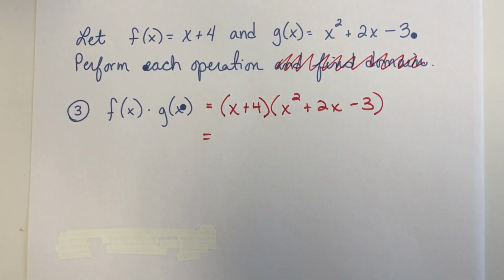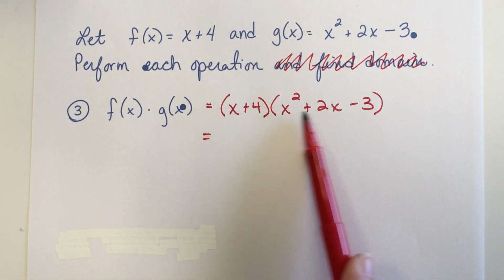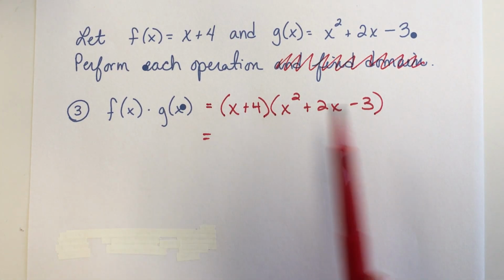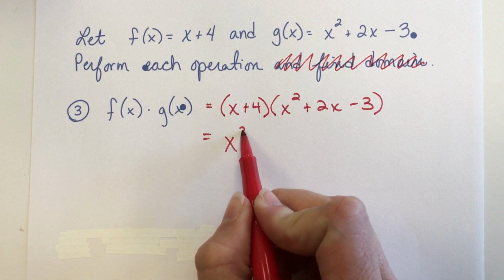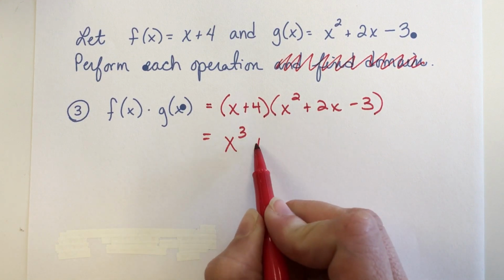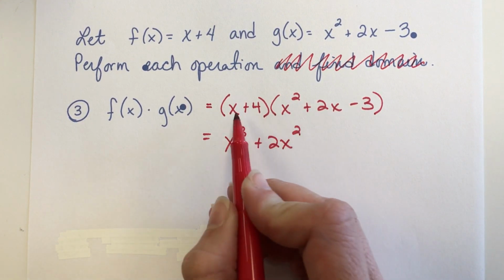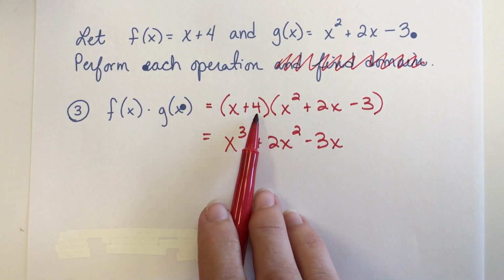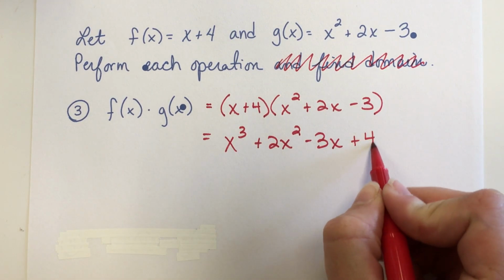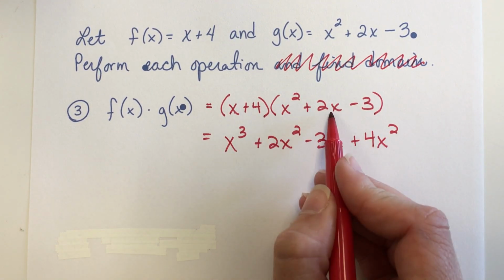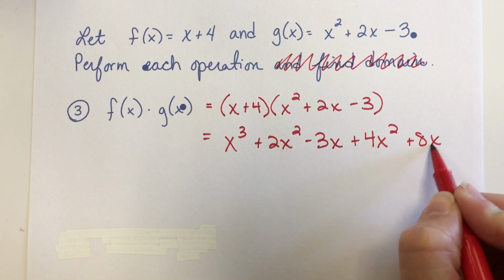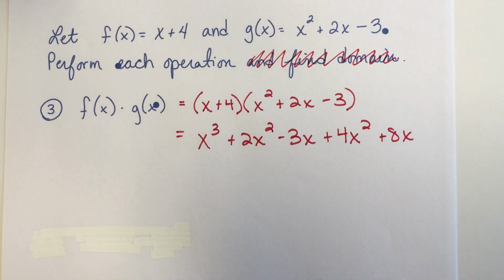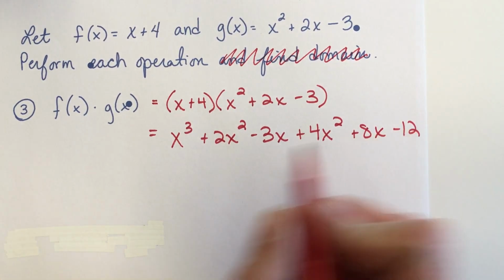Now, this is just going to require that you FOIL. So you start with your x and you FOIL this. So you have x times x squared, which is x cubed. X times 2x is 2x squared. X times negative 3 is negative 3x. Okay, so now come back and multiply with your 4. So 4 times x squared is 4x squared. 4 times 2x is 8x, and 4 times negative 3 is negative 12.